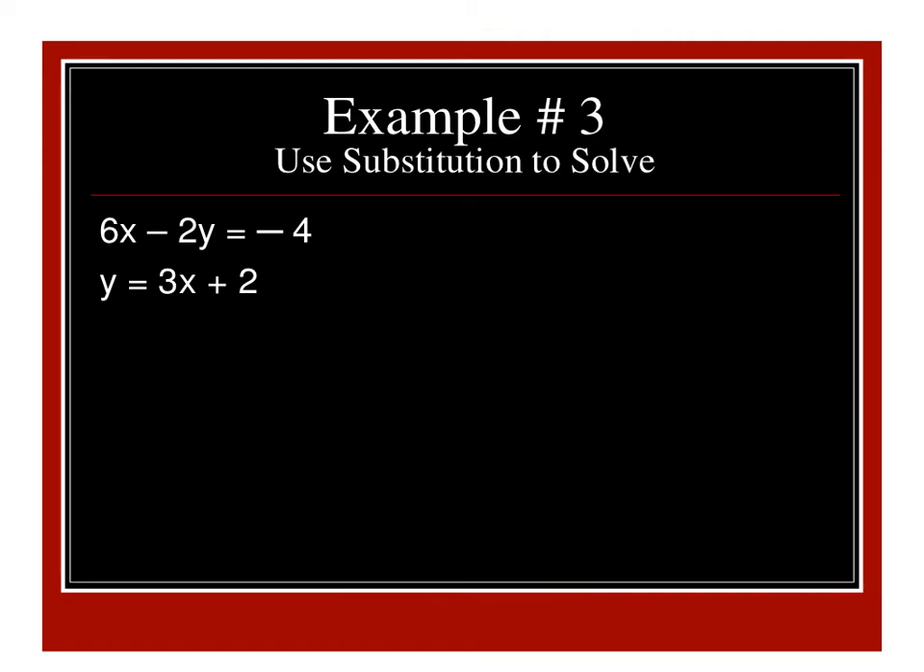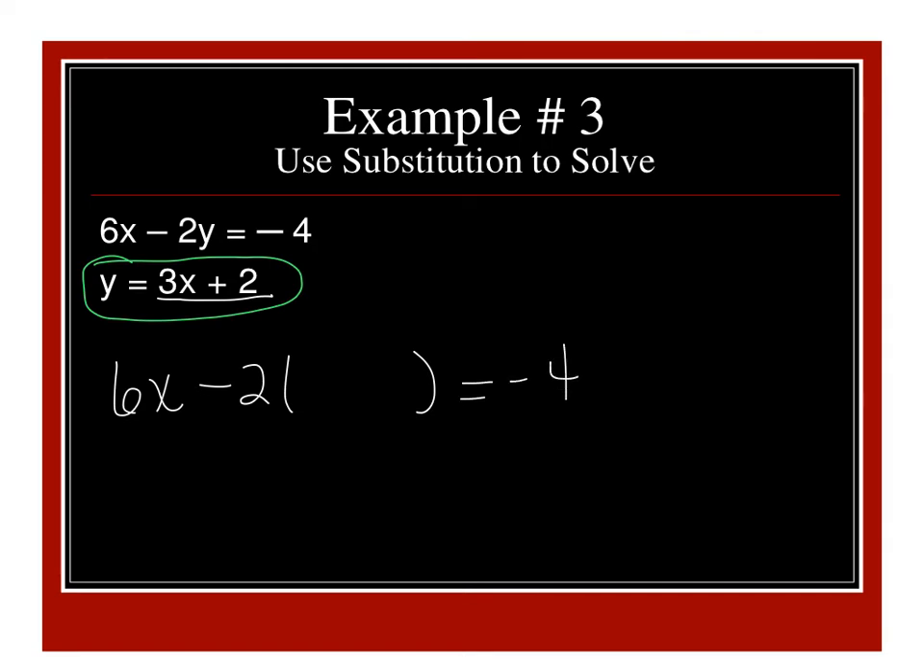Alright, now that you've done those examples, let's try this example here. First of all, it's not too bad because we already have one equation solved for y. So all we do is, like always, take the other equation, 6x minus, and with substitution, we're substituting in for the y, 3x plus 2. So I make a parentheses and I put that value in there, 3x plus 2.